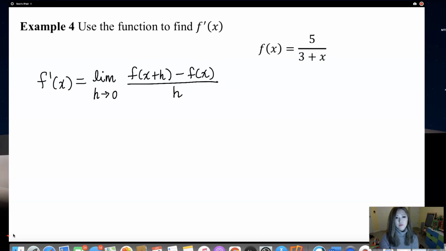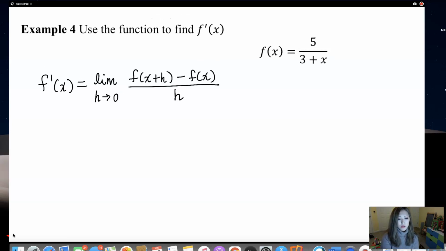So we write it down first. And then what we're going to do is simplify the difference quotient first. And when we are done, we have it all simplified, we will plug in h equals 0. So let's set up the difference quotient first. And until you actually plug in h equals 0, keep on writing that limit notation.